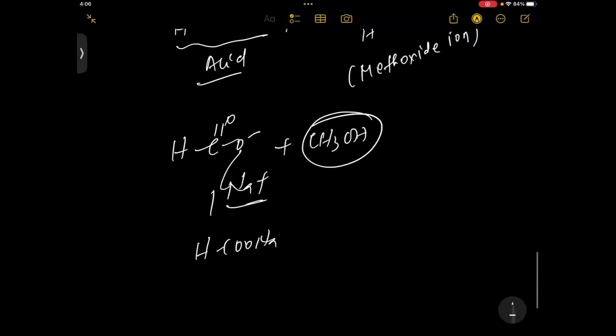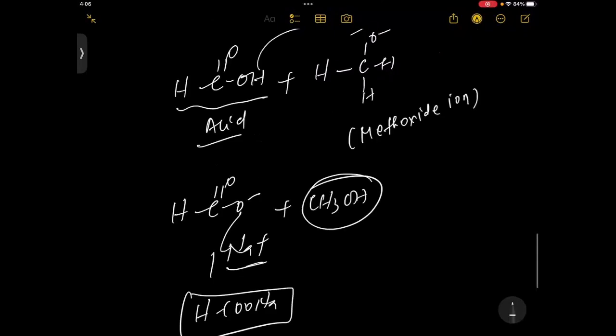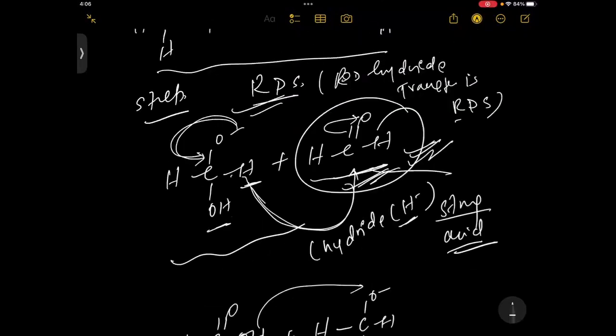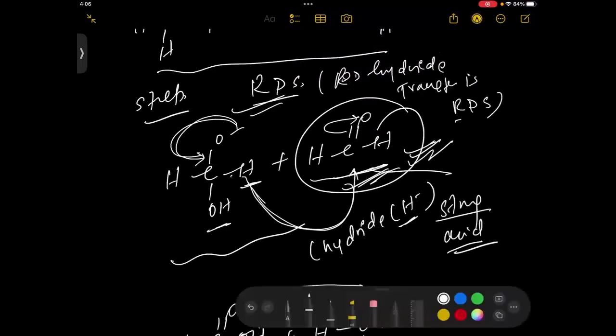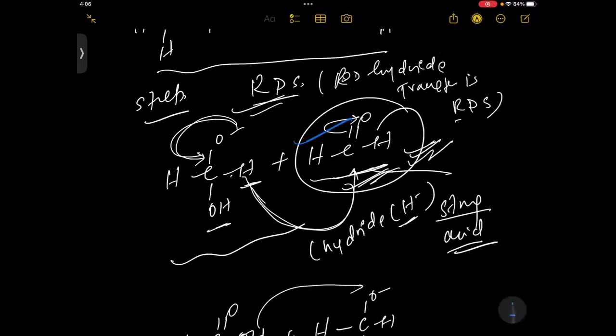So ultimately, what did you understand through this mechanism, students? Did you observe one thing? In the RDS step, how many molecules are involved? Students, see. In the RDS step, one of these molecules is there. Second, there is one nucleophile, one more molecule here.